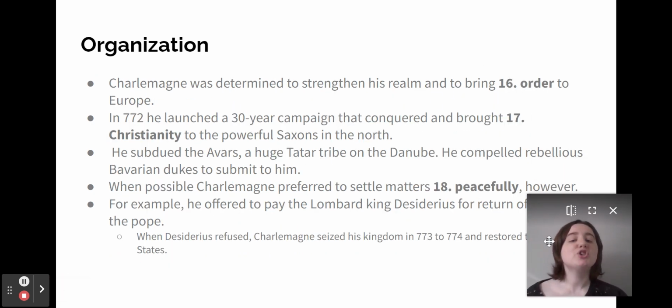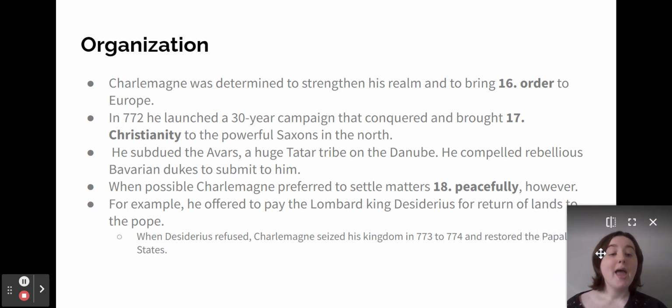So Charlemagne was determined to strengthen his realm and to bring order to Europe. In 772, he launched a 30-year campaign that conquered and brought Christianity to the powerful Saxons of the north. He subdued the Avars, a huge Tartar tribe on the Danube. He compelled rebellious Bavarian dukes to submit to him.